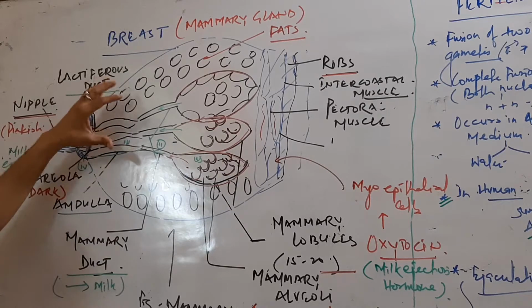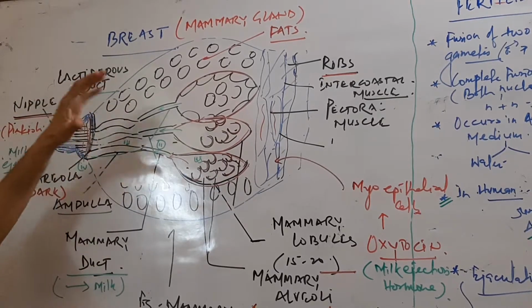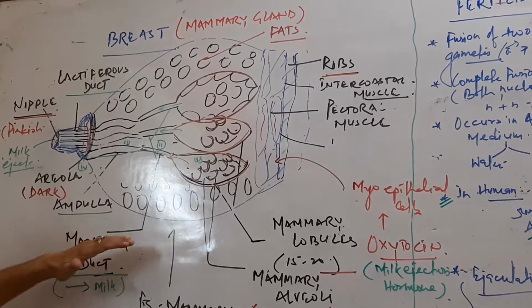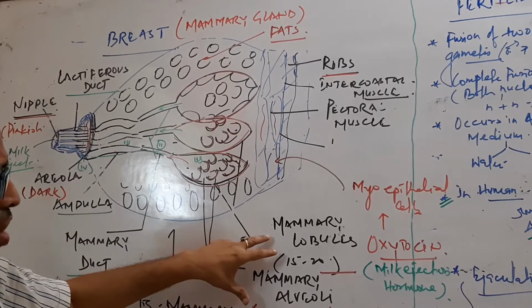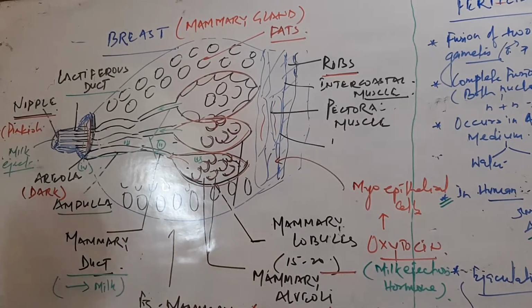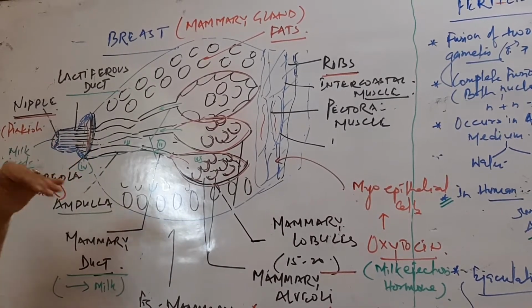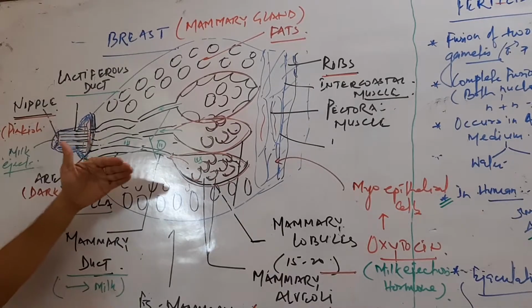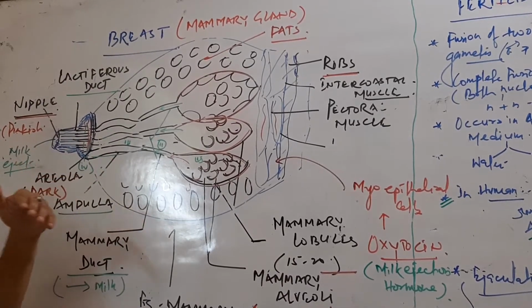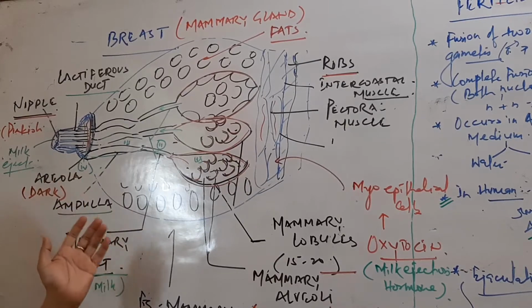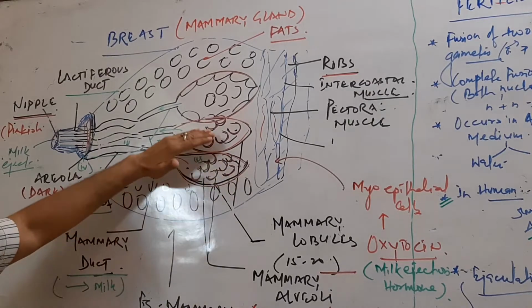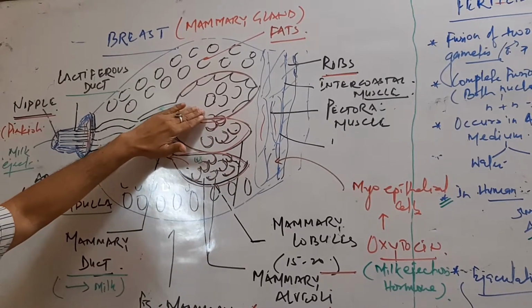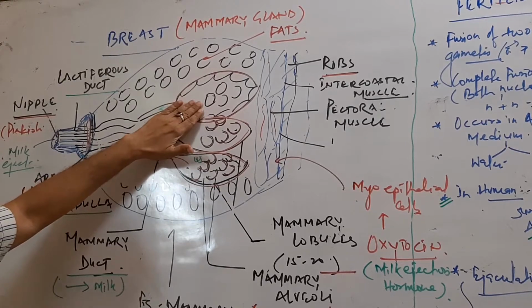the breast more fatty tissues are present. Glandular structures are present. That glandular structure is called mammary lobules. Its number is 15 to 20. Inside the mammary lobules, mammary alveoli are present, where the synthesis of milk takes place under the influence of prolactin hormone, which is secreted from the anterior pituitary. So under the prolactin secretion after parturition, milk is synthesized and milk comes out.